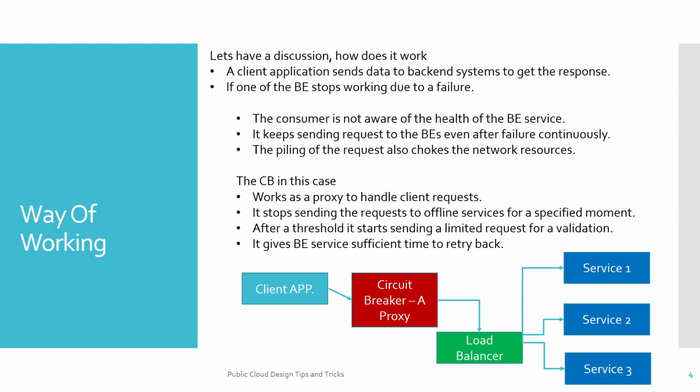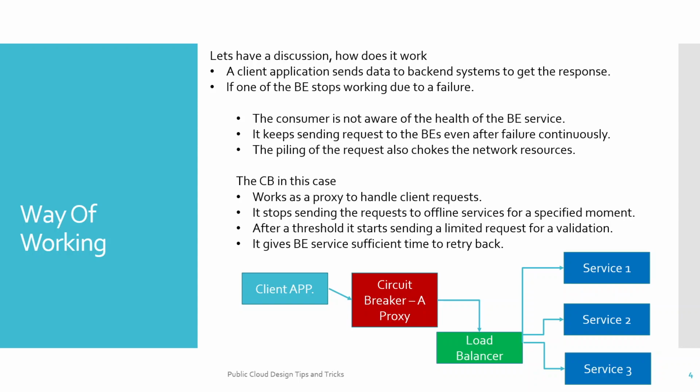Now the way of working of the circuit breaker pattern. Let's discuss how it works. In a normal scenario, a client always sends data to the backend system to get the response. Now let's say, for instance, one of the backends stops working due to some failure. So what will happen? The consumer, the client application, is not aware of the health of the backend service. As a result, it keeps sending requests to the backends even after a failure happens. So the requests keep piling up continuously, resulting in network choking.